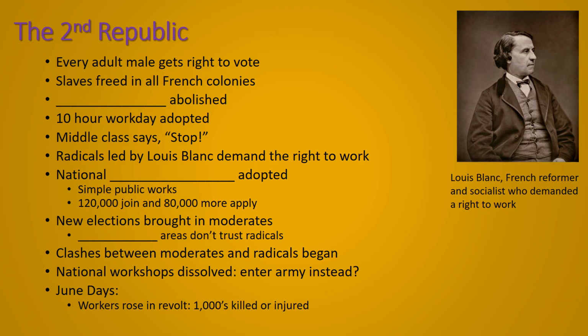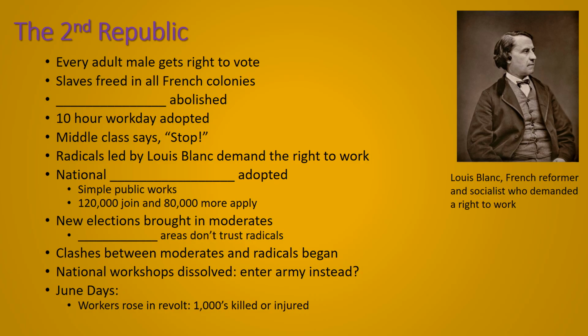Okay, let's try this. Let's try national workshops and see how this works. So they opened up some national workshops. And the idea was basically find very simple public workshops like, hey, let's build a ditch. Let's dig a ditch. Here's some shovels. And then the next day you could fill up the ditch. Immensely popular. Immediately 120,000 people joined them. 80,000 more people applied to join them. It clearly was going to be hugely popular among the working class because they were out of jobs. They had this terrible, terrible recession.